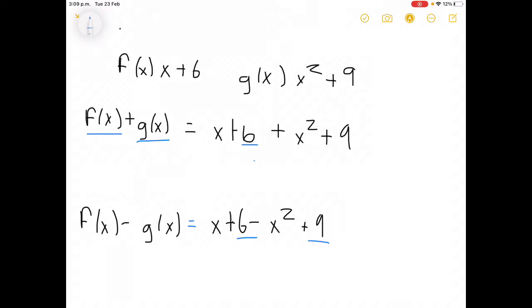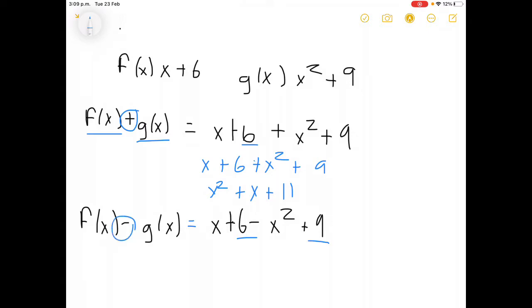Okay, to solve this one, the first one we need to add. So we're going to add x plus 6 plus x squared plus 9. At the end, it will give us x squared plus x, and 6 plus 9 is 15. So that's the answer. Now, we're going to do the same thing over here, but subtracting.